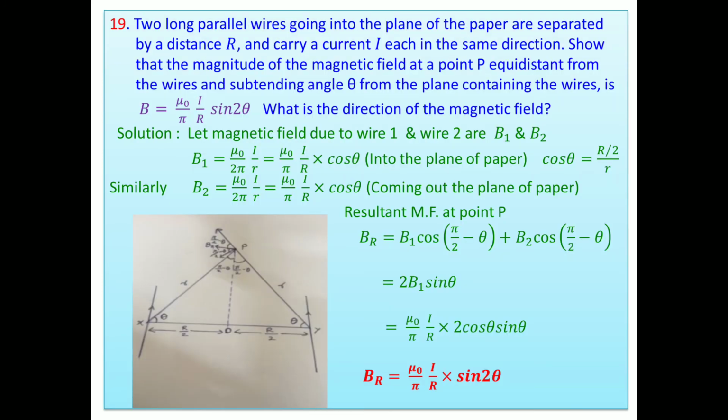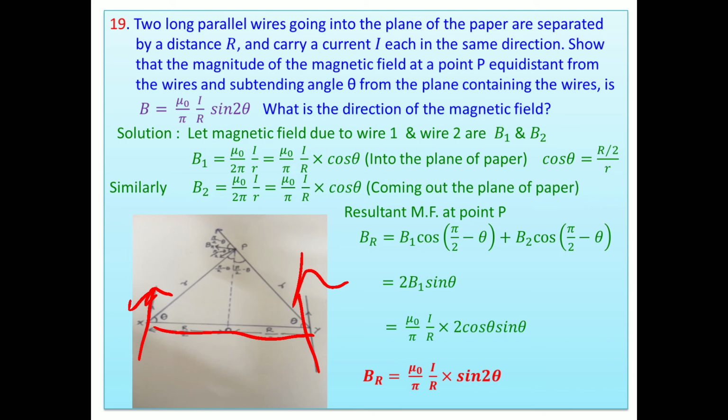Now we go through another numerical. Two parallel wires going into the plane of the paper. Look here, these wires are going into the plane of the paper. Actually, a three-dimensional case is taken here. They are separated by a distance r. Separation distance between them is r. They carry a current I each in the same direction, in the direction into the paper.